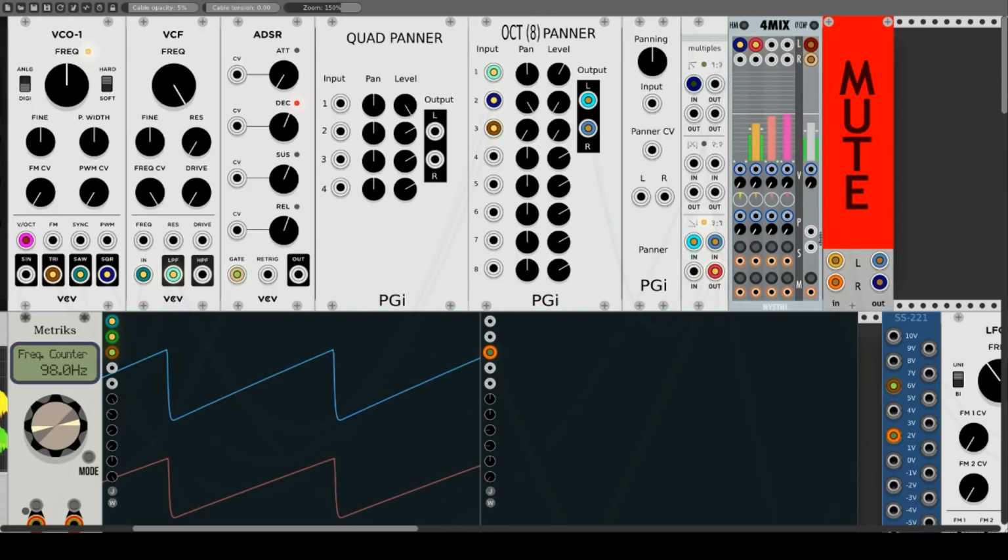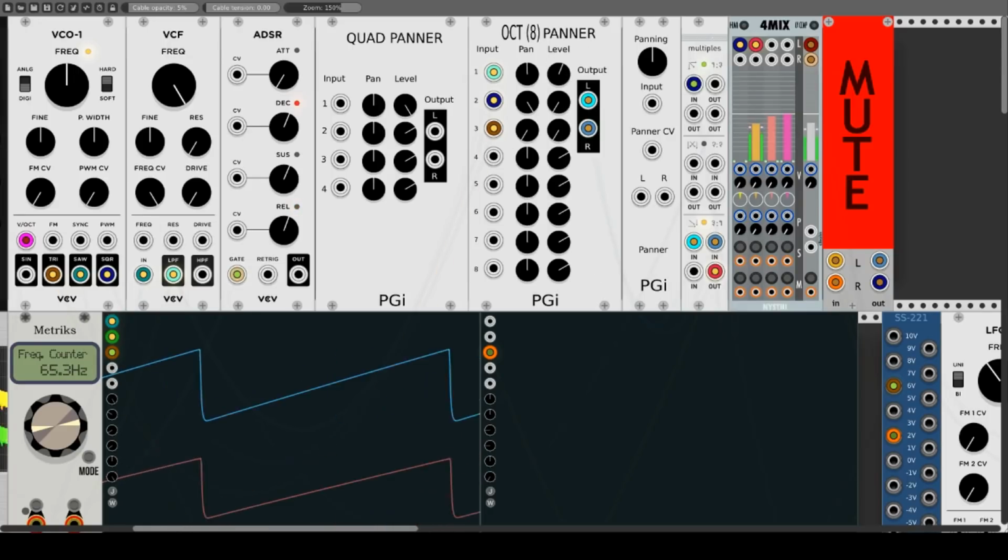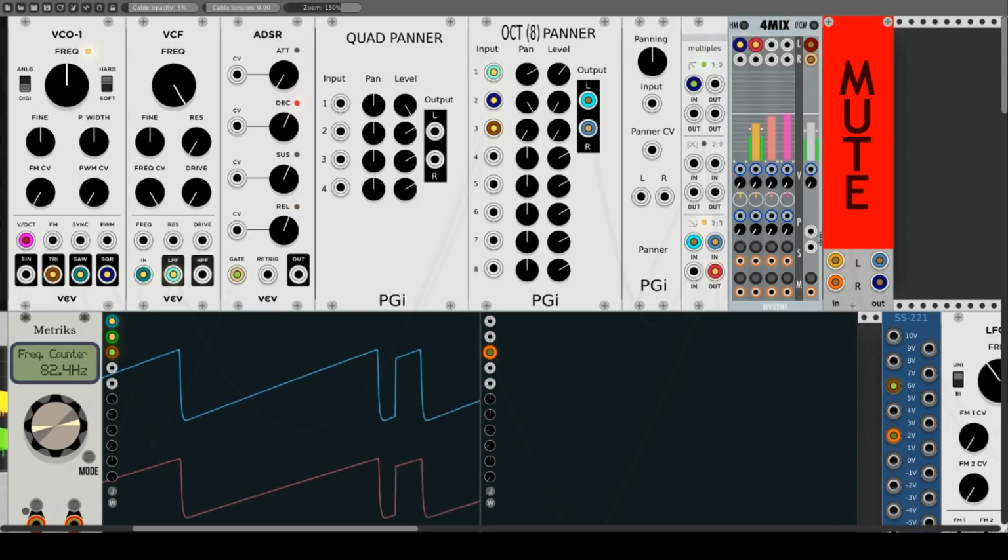In principle, these two modules have the same structure. They consist of 4 or 8 identical units, which have an input, a panorama control and a level control. All units are output together at one stereo output. The panner has a slightly different structure. It lacks the level control, but it has a CV input for panning.